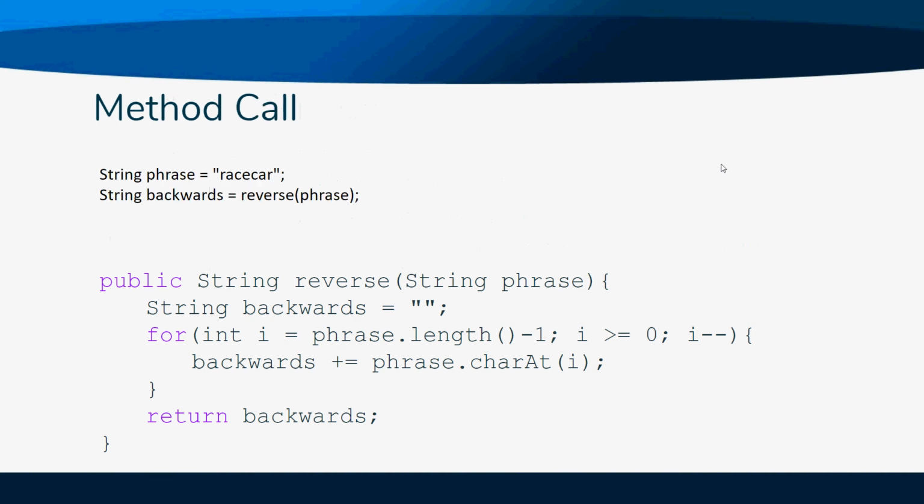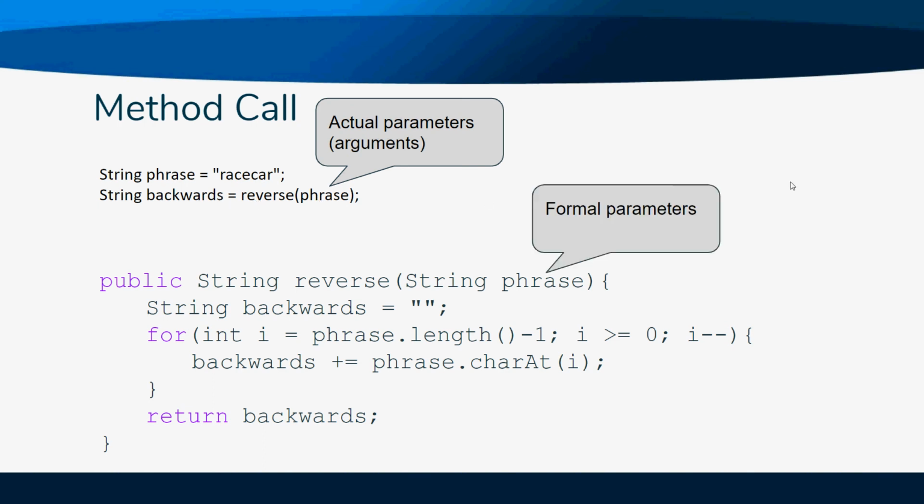Okay, so here's an example of our function call. We have string phrase equals race car. Backwards equals the reverse of that particular phrase. Whatever gets returned is stored into the string backwards. There's my actual parameter because it's in the function call. There is my formal parameter because it's in our method.